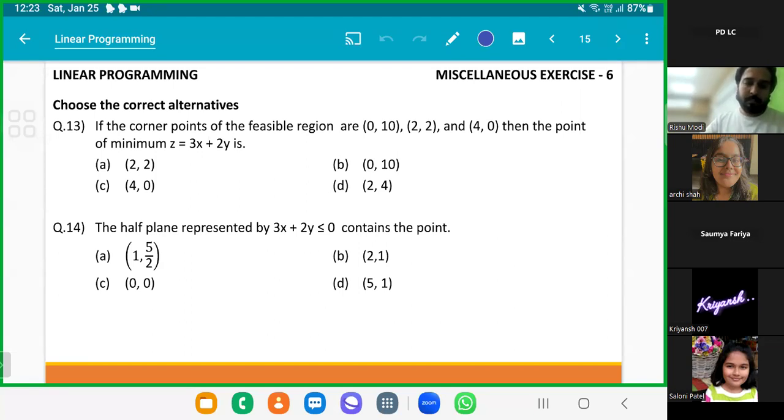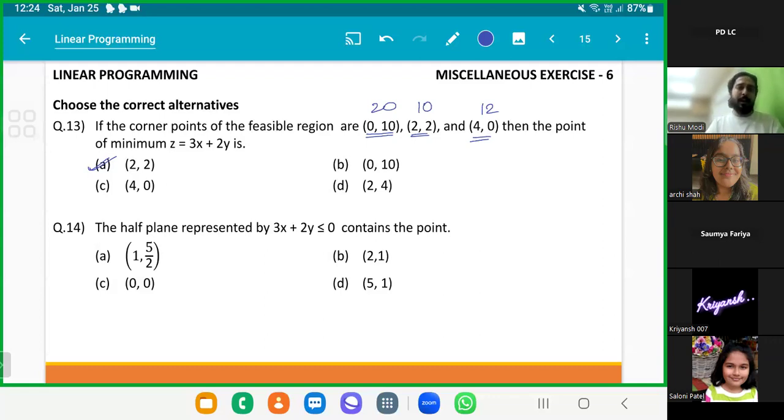Is it coming as 2, 2? Okay, fine. Let's check that. 0, 10 will give you 20. 2, 2 will give you 3 2s are 6 plus 4, 10. And 4, 0 will give you 12. We want minimum value. So answer comes as 10, which is 2, 2.